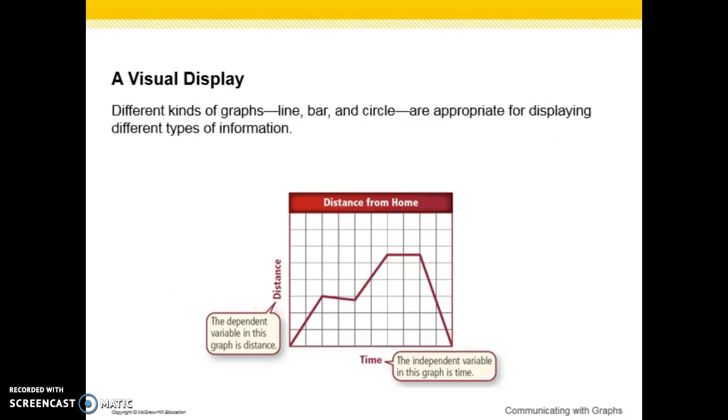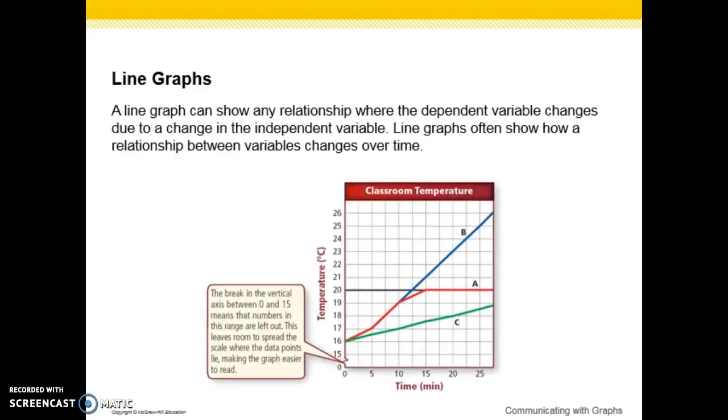There's all different kinds of graphs. In this case, we're going to be talking about the line graph, bar graph, and circle graph. These are appropriate for displaying different types of information. So for example, a line graph can show any relationship where the dependent variable changes due to a change in the independent variable. Line graphs often show how a relationship between variables changes over time.